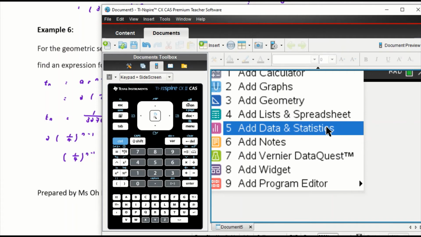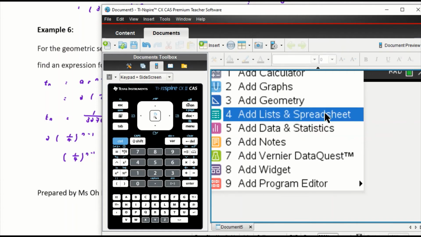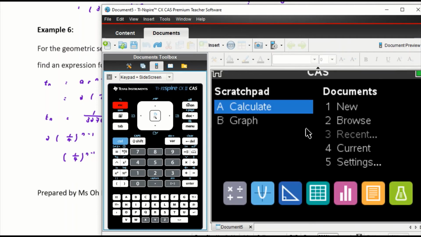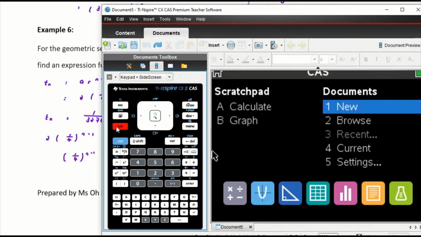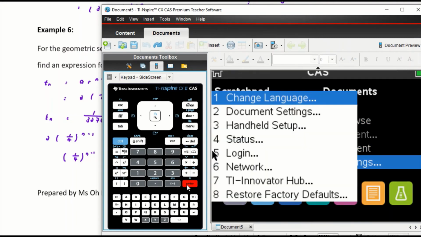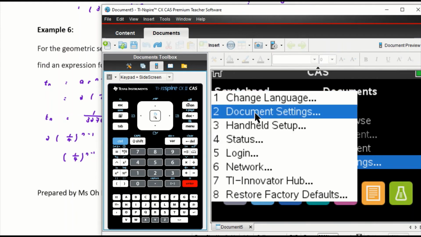So what I want you to do is you just don't follow this anymore. So you escape it. Then what we need to do is go back to the menu. So that's why you just control escape. Then you will just go up. Okay, so now go to the settings. In your calculator, you can press tab or you move the cursor. So you tab until you go to settings. Then you press enter. Okay, so now what you need to do is document settings, number 2.